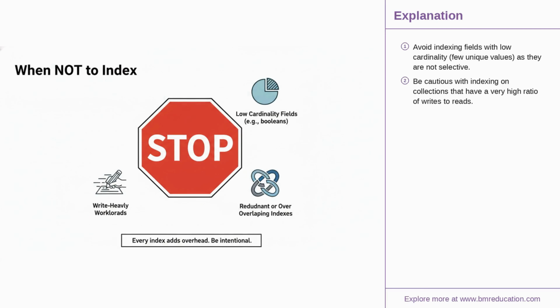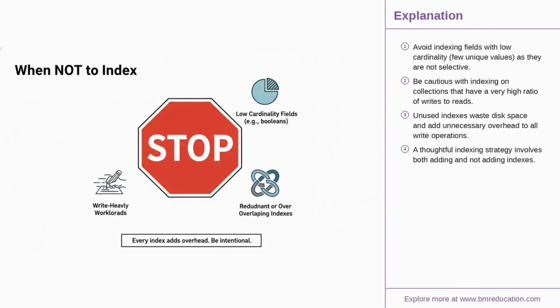Because of this trade-off, it's just as important to know when not to create an index. Avoid indexing fields with very low cardinality, like a Boolean status, where the index isn't selective. Be especially cautious on write-heavy collections, where index maintenance can become a bottleneck. Remember, over-indexing is a common mistake that can hurt overall performance.